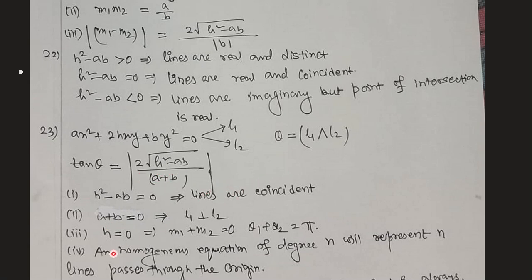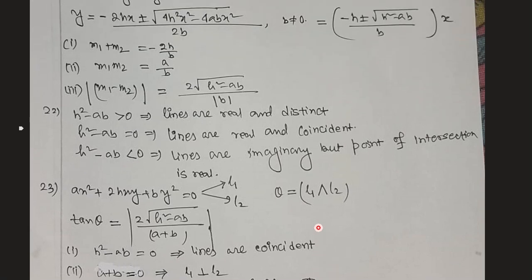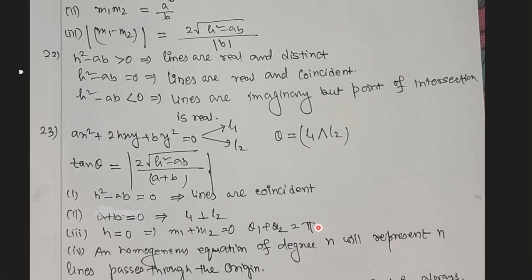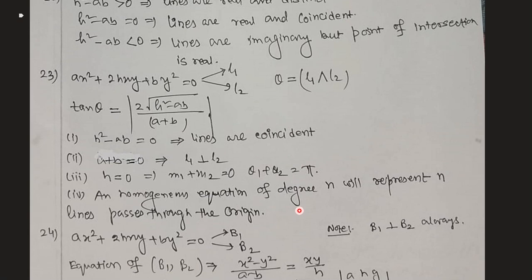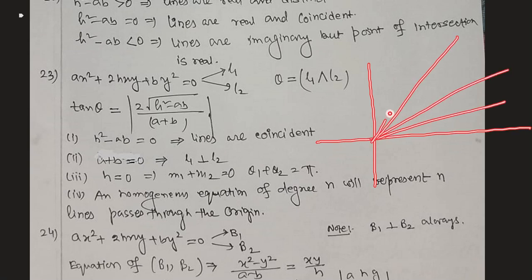Now if h is 0, and m1 plus m2 is 0, and m1 m2 is 0, then we say that theta 1 plus theta 2, the sum of the angles, should be pi. And a homogeneous equation of degree n will represent n lines passing through the origin. So if we have a homogeneous equation of degree n, there should be n lines passing through the origin.